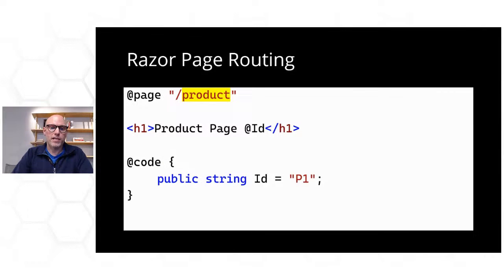Okay, page routing, how we navigate between pages. So the real magic here is just to add an attribute at the top of the file named @page, and then what the URL to this page should be. Then you could navigate to like yourdomain.com/product in this case.